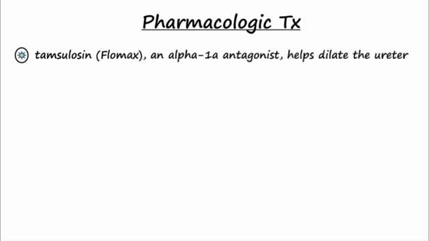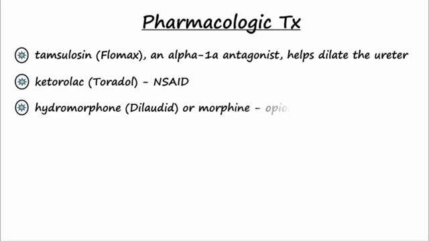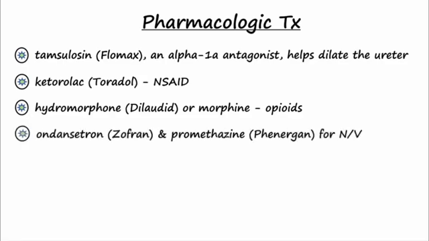For ureterolithiasis, tamsulosin, an alpha-1A antagonist, can be used to help dilate the ureter and help the stone pass. A strong NSAID, like ketorolac, or opioids such as hydromorphone or morphine, may be used for the intense colicky pain. Anti-nausea drugs like ondansetron and promethazine may be used to treat nausea and vomiting.